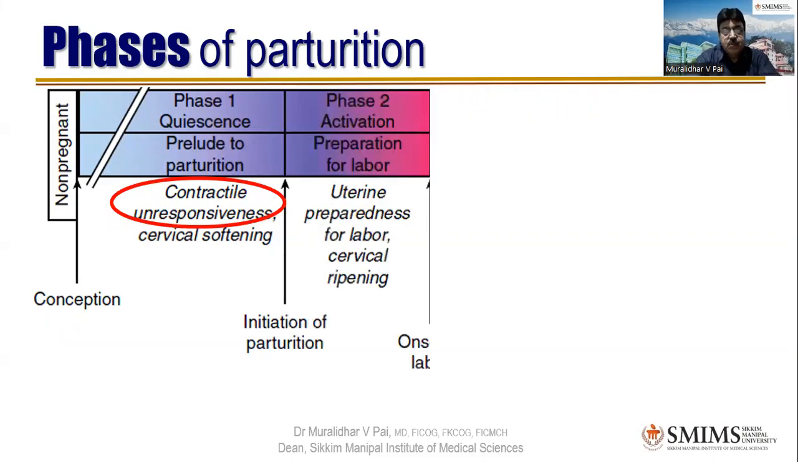Phase 2 is also called activation phase, where the uterus is preparing itself for labor, and we can call this a phase of cervical ripening. Basically, the changes happen in the cervix here, and that we call cervical ripening. And this phase responds very nicely to the uterotonics that we give, which I was explaining yesterday. So it is also like initiation of parturition.